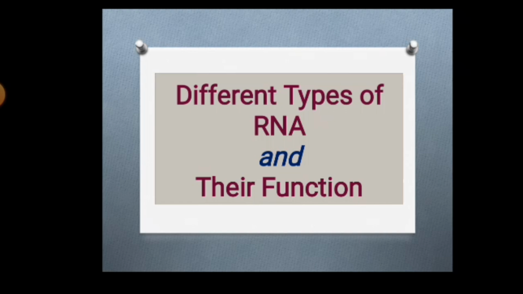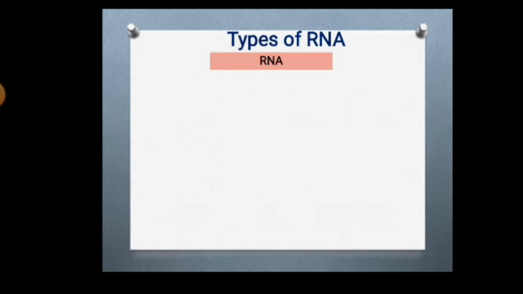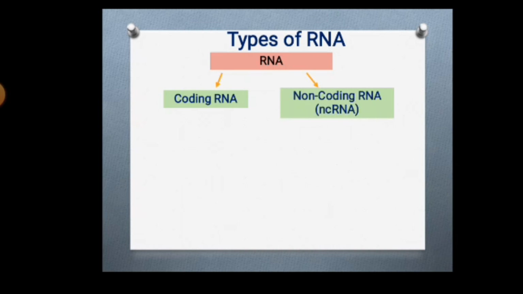Unlike DNA, RNA is generally a single-stranded polynucleotide chain. The nucleotides present in RNA have OH on carbon number 2 of the pentose sugar, and they have uracil instead of thymine, which is present in DNA. Now, RNA is of different types, and it is firstly divided into two groups: coding RNA and non-coding RNA.